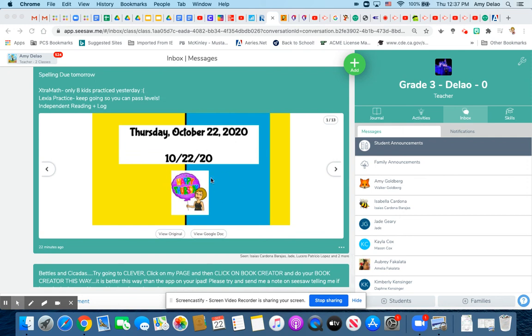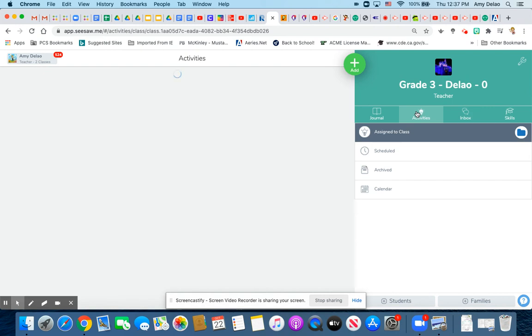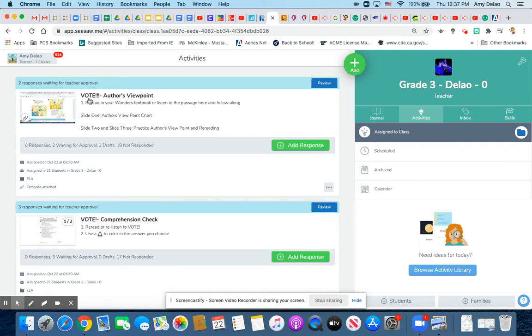Then make sure you go and check out our slideshow today. All right, so your activities today. Make sure you read the Beetles and Cicadas note. We read a story called Vote. The first task is to go back and reread the story or parts of the story in your Wonders textbook, or listen to the passage here and follow along.